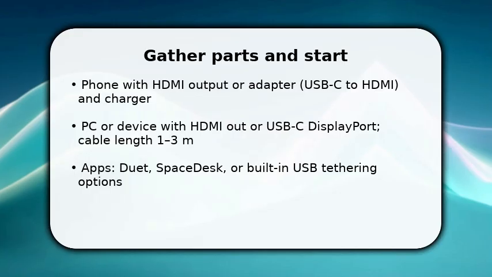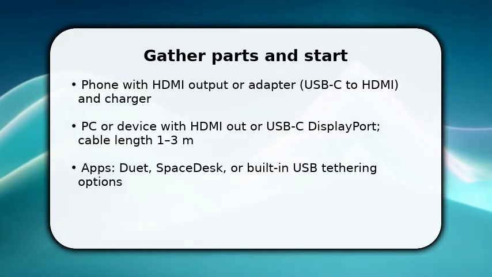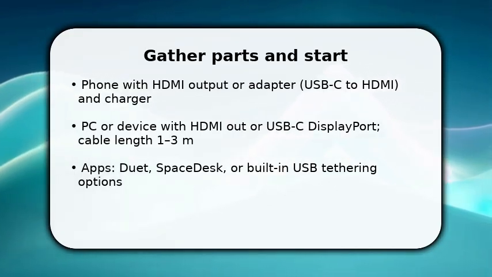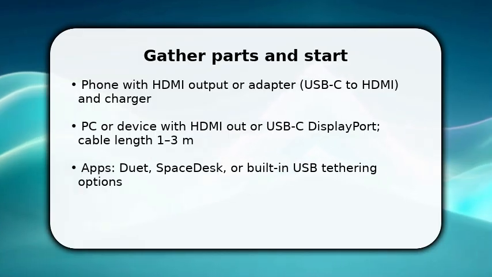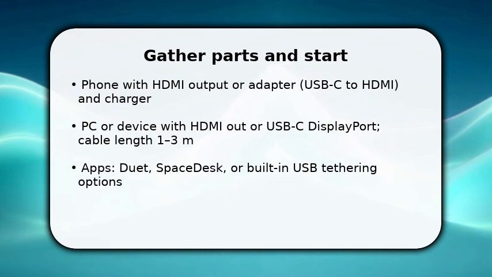Install and open the chosen app on both devices and allow any permissions. Make sure Wi-Fi is on if using network apps. You're now ready to pair the phone to the computer. Move to Configuring Display Settings next.